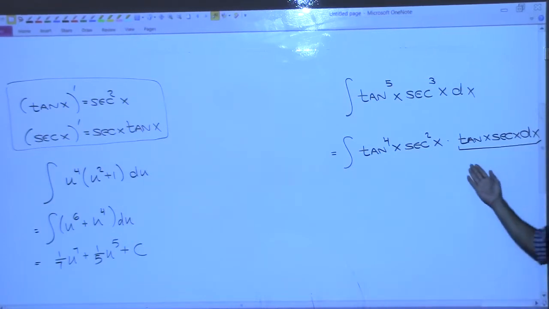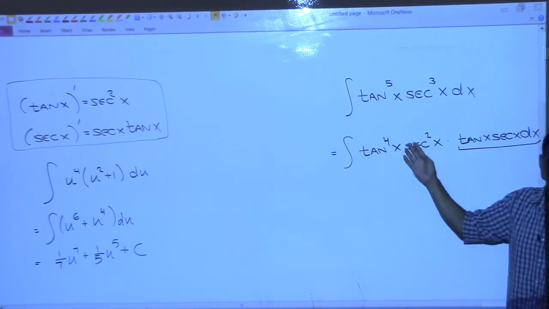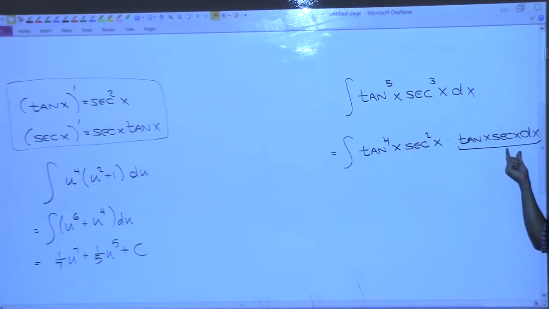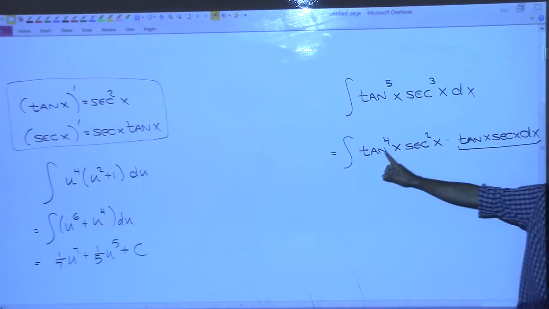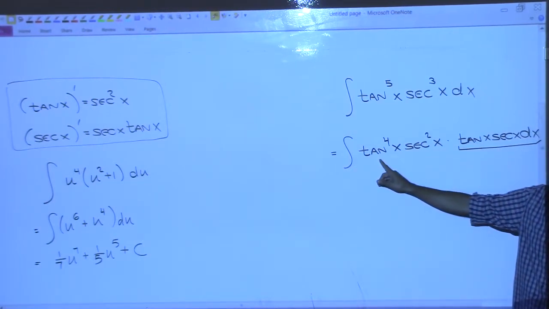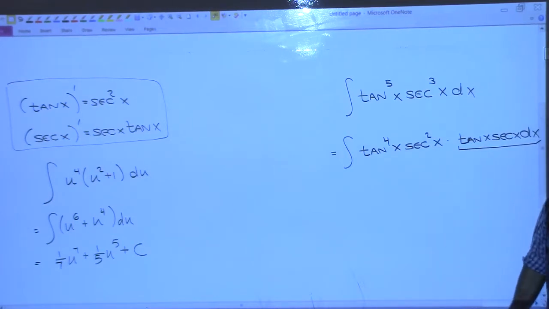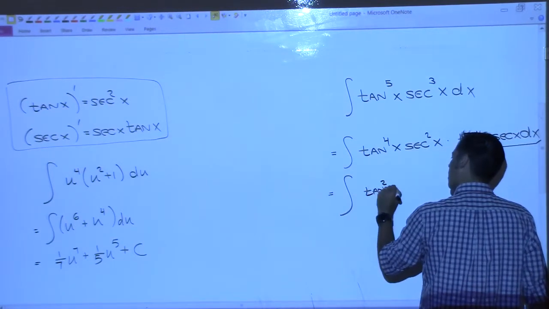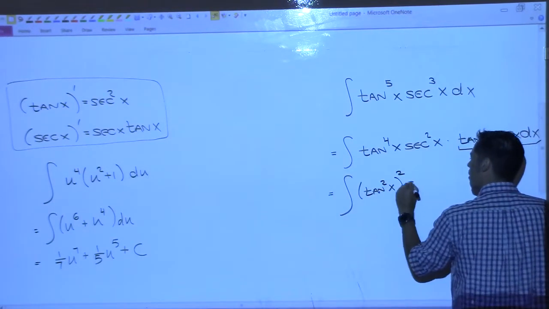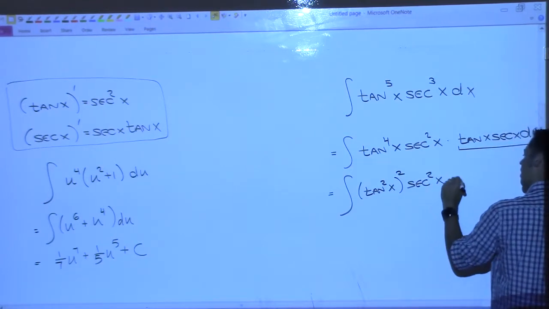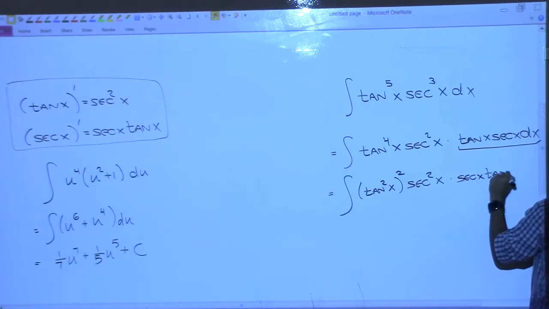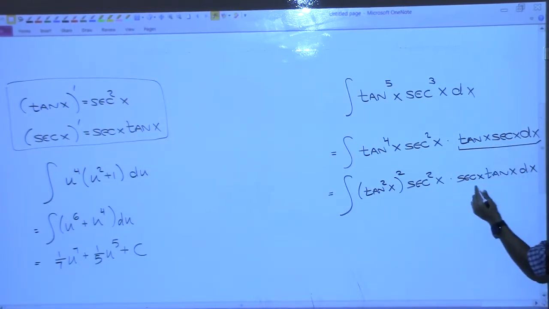So now if I can somehow rewrite this in terms of secants, I'm in business, because that's the derivative of secant. So this is already secant, and I have tangent to the 4th here. So tangent squared squared, right? So this is going to become tangent squared x squared, secant squared x, and then let me rewrite this as secant x tangent x dx, just because I can, and that looks a lot like up there.